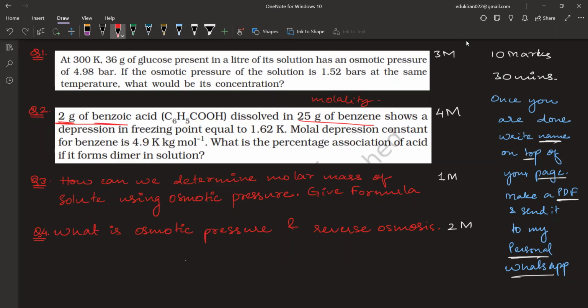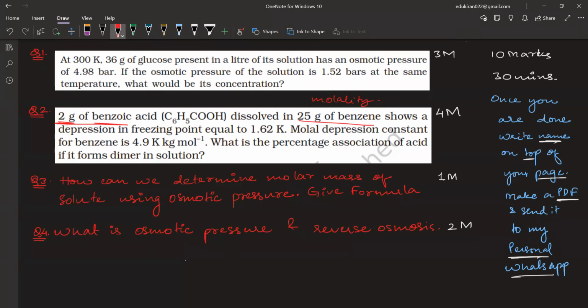Yes, sir. Because we can calculate the number of moles from 2 grams of benzoic acid. The formula has been given. You can calculate the molar mass. And then from 25 grams of benzene, you can convert 25 grams to kilograms. And then number of moles upon kg will be equal to the molality. Is that right?